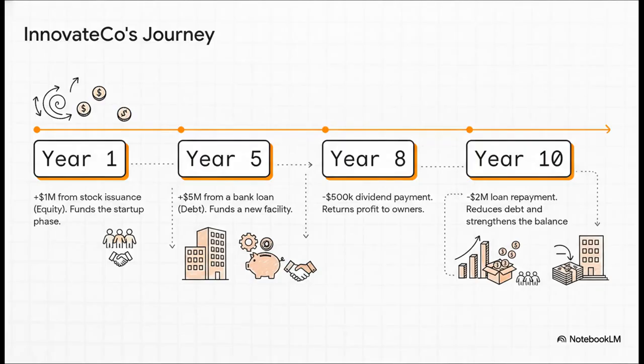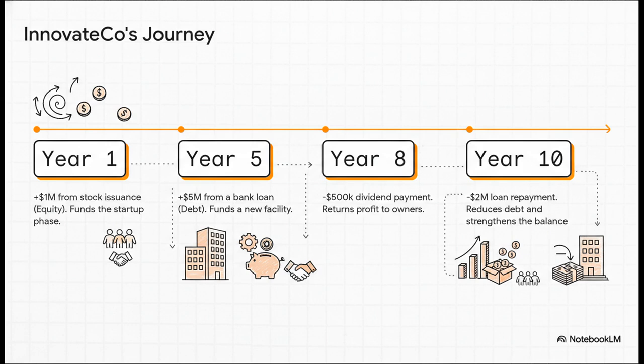Okay, year one. They're a brand new startup. They're risky, they have no track record, no profits. A bank is not going to give them a loan, so what do they do? They turn to equity. They raise $1 million by selling stock to investors who believe in their long-term vision. Now let's jump to year 5.